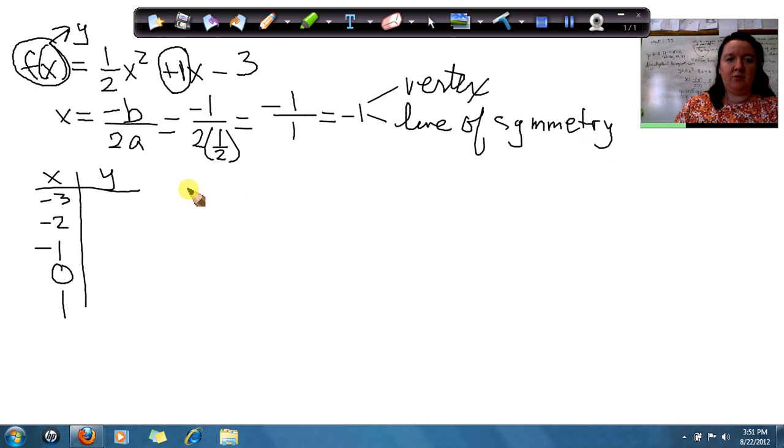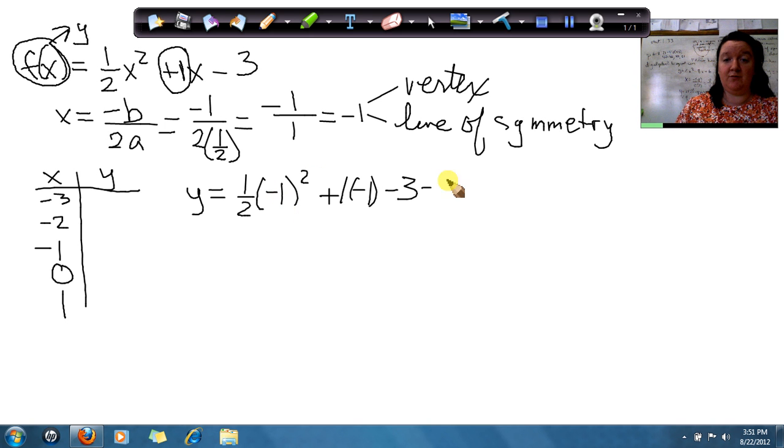So if I plug a negative 1 into our original equation, we're taking 1/2 times a negative 1 squared plus 1 times a negative 1 minus 3. So if I take a negative 1 squared, that'll give me a positive 1, so I'm going to get 1/2. And if I take 1 times a negative 1, it gives me a negative 1 minus 3. So if I add those together, negative 1 minus 3 would give me a negative 4, plus 1/2 would give me a negative 3.5. So that's our vertex point.